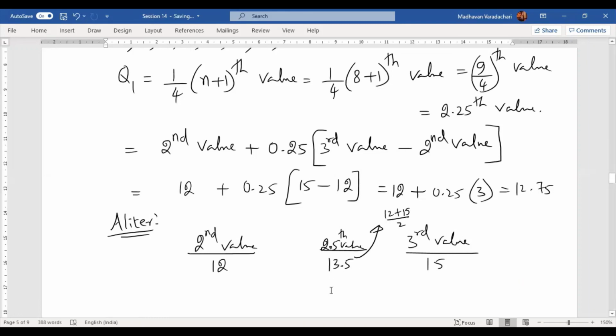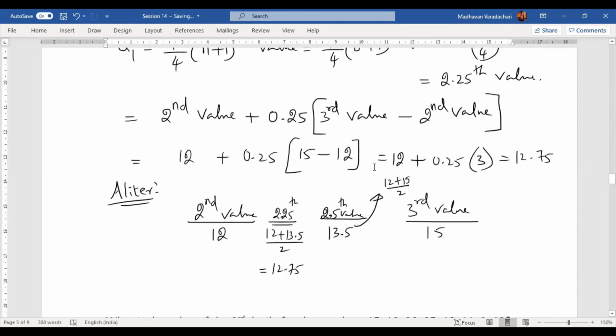Now I am not interested in the 2.5th value, whereas I am interested in the 2.25th value, which is the center of these two, second and 2.5. If I take an average of 2 and 2.5, I will get 2.25. So let me write the 2.25th value. Add 12 and 13.5 and find the average of that. 25.5 divided by 2, which becomes 12.75. So this is one way which is faster. This is another way which may be easy to understand, but it is definitely not faster than the first one.